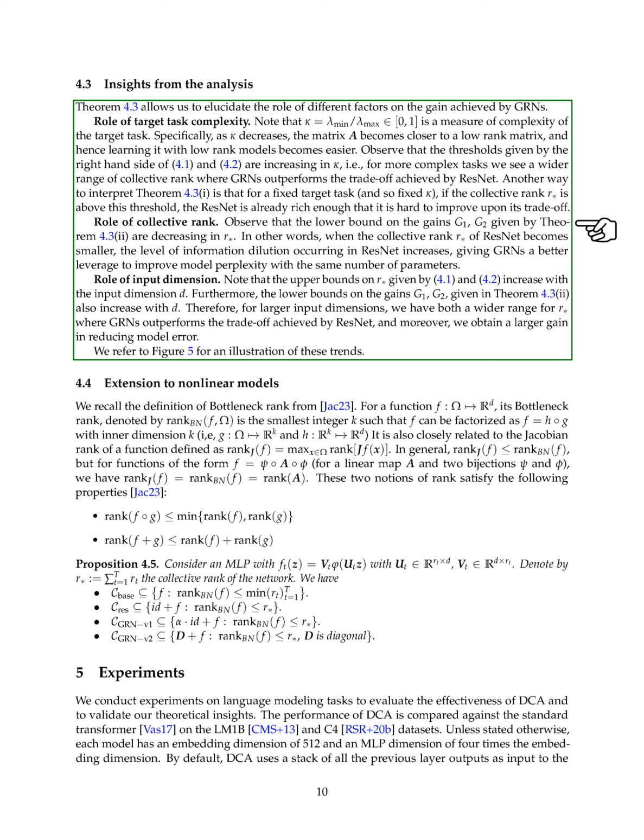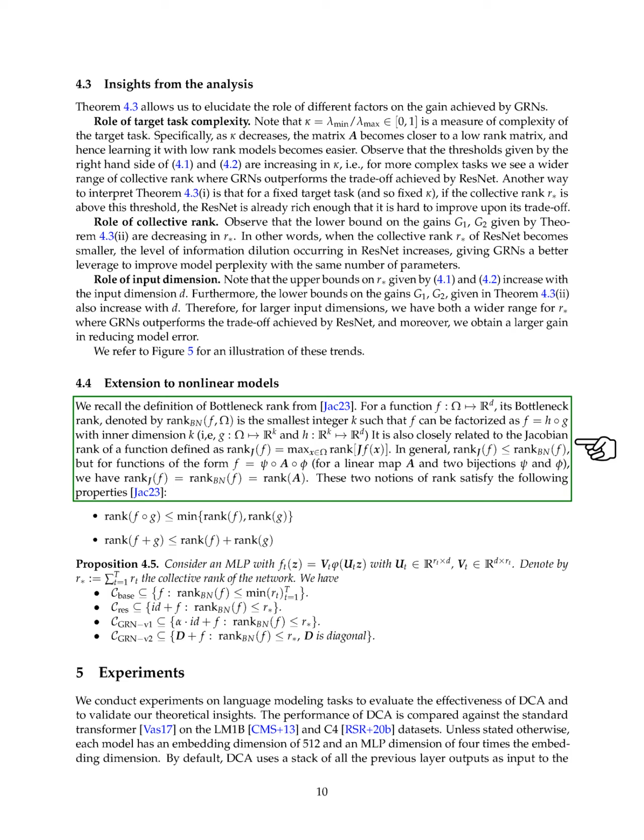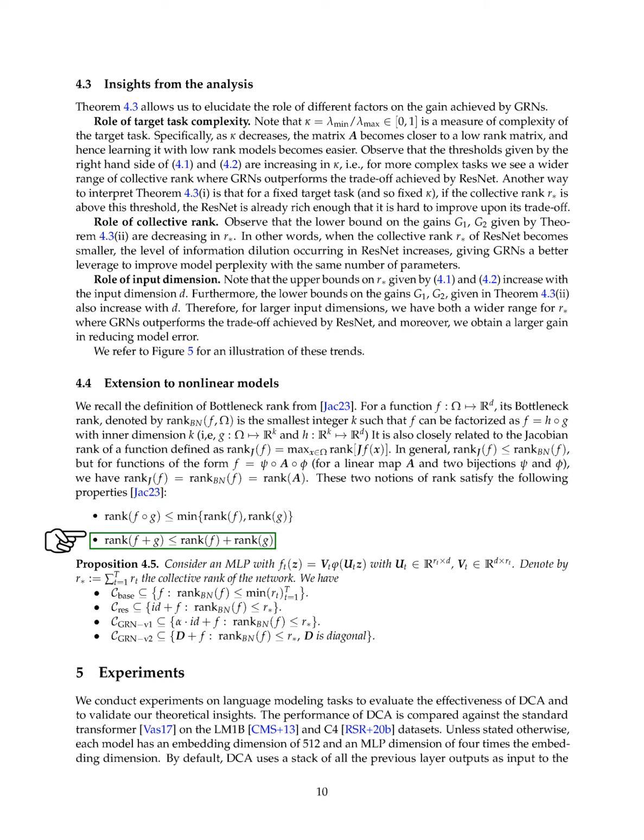Finally, we extend our discussion to nonlinear models. We define bottleneck rank, which is the smallest integer indicating how a function can be factored into two parts with a specific inner dimension. This concept is closely related to the Jacobian rank of a function. Generally, the Jacobian rank is less than or equal to the bottleneck rank, but for certain functions, they are equal. We also outline properties of these ranks and consider a multilayer perceptron, MLP, to illustrate our points, defining the collective rank of the network and various subsets of functions based on their bottleneck ranks.